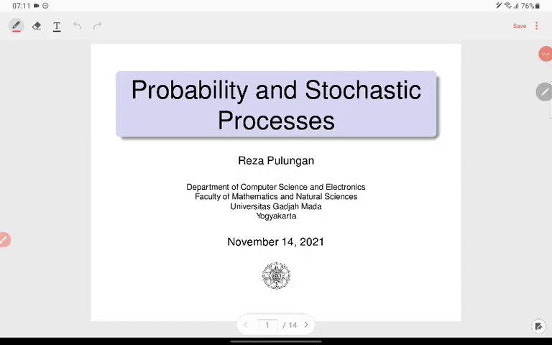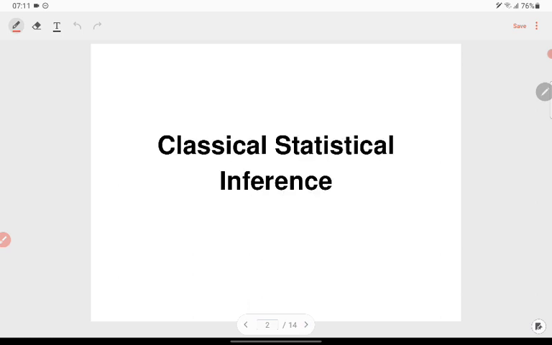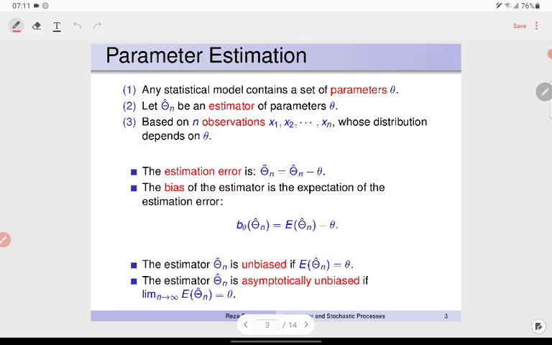This is the 11th topic in the course of probability and stochastic processes, in which we are going to talk about classical statistical inference. In statistical inference, we typically try to model an observation in real life with a statistical construct, for example a random variable or stochastic process, and so on.